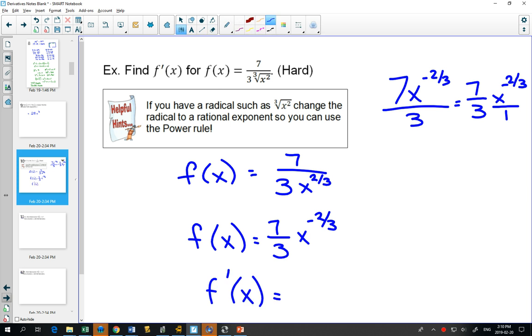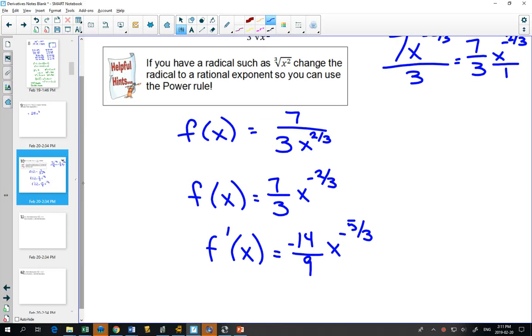But now that this is a power, now I can find my derivative. That negative 2/3 comes out in front. Becomes negative 14 over 9. Subtract 1 from the exponent, and like I said, you are going to get really good at subtracting 1. Right? How do we subtract 1? Well, that'd be like subtracting 3 over 3. Get a common denominator. And we have our answer.